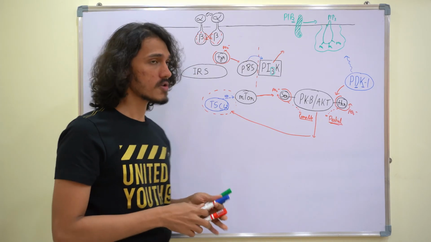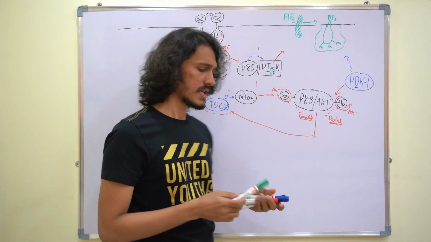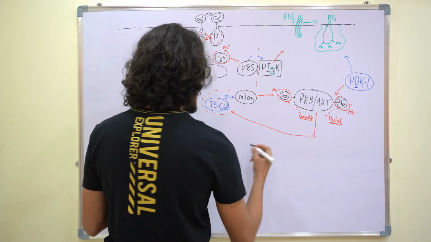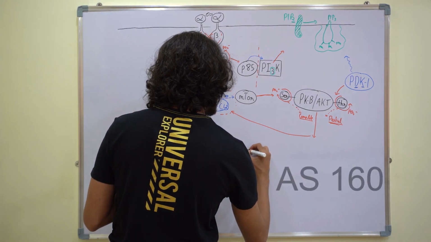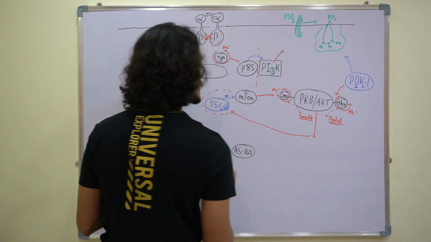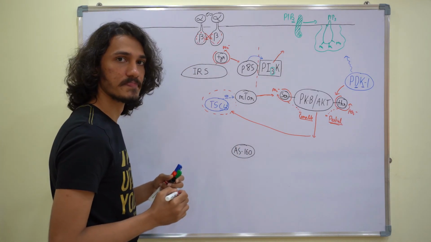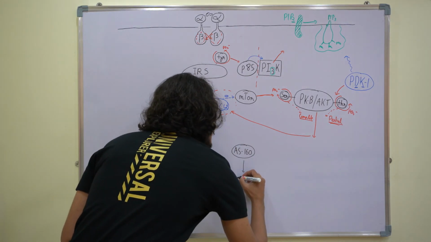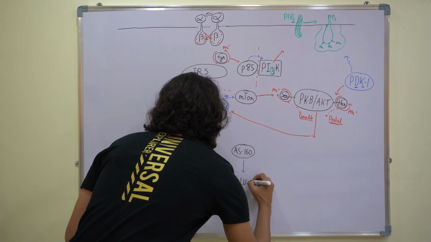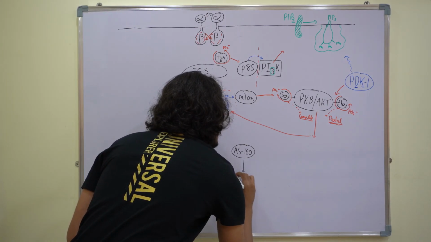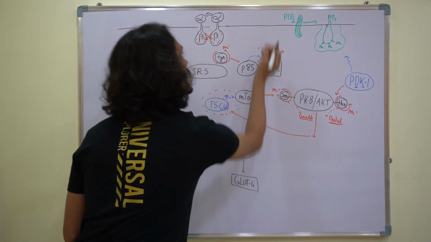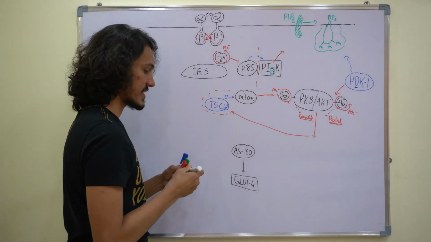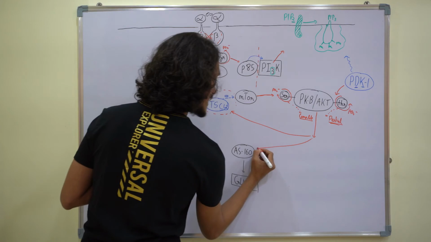Protein kinase B goes and acts on a protein molecule. This molecule is a 160 kilodalton molecule, so that is why it's called AS160. So AS160, once it's activated, will result in translocation of your GLUT4 receptors on the cell membrane. So these GLUT4 receptors will now go onto the cell membrane. So that is one of the things that happens.